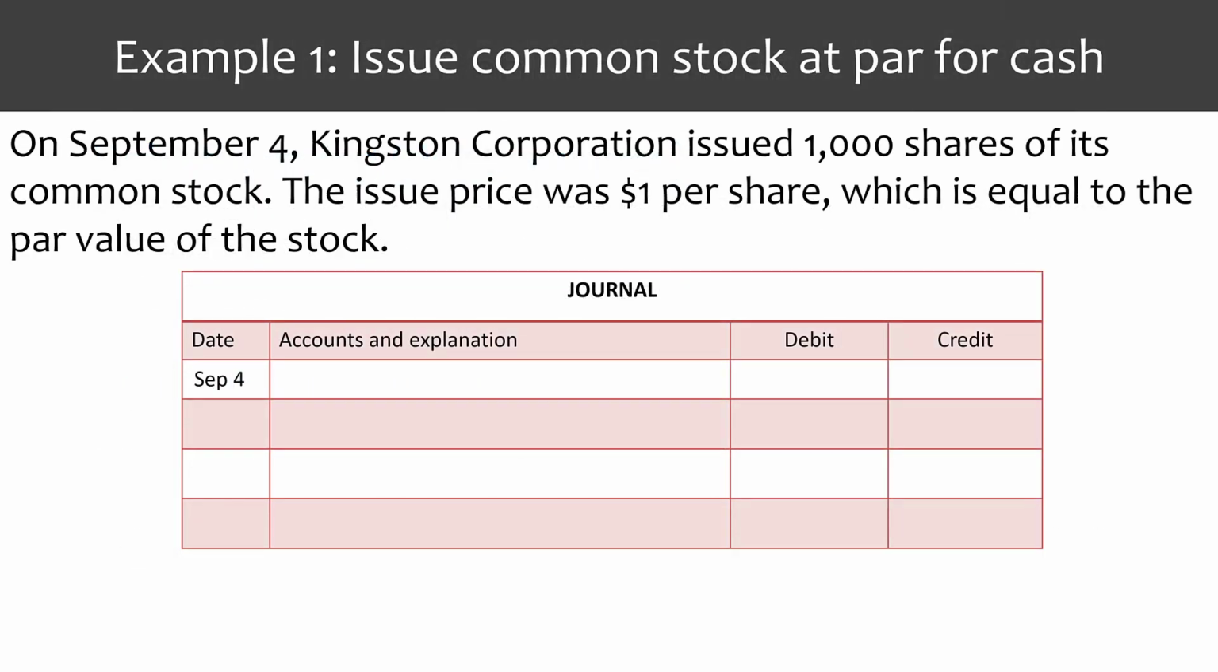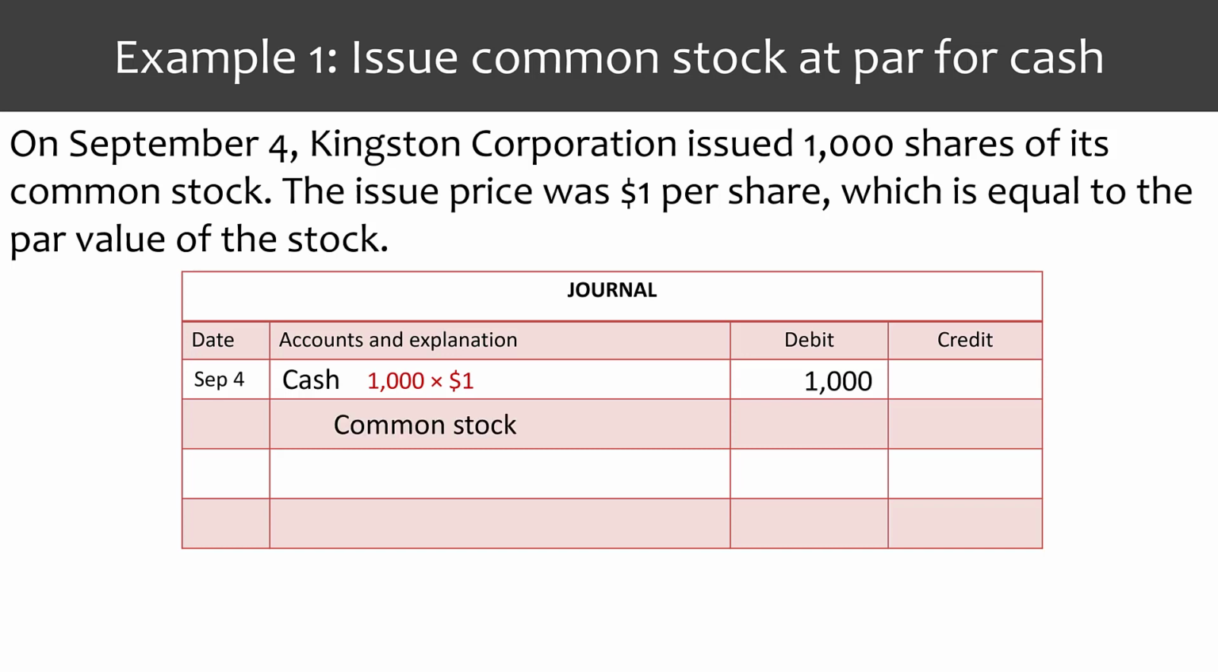What happens when we issue common stock at par for cash? So in our example here, September 4th, Kingston Corporation issued 1,000 shares of its common stock. The issue price was $1 per share, which is equal to the par value of the stock. This is probably the easiest situation we have, probably not the most frequent we see. And what we're going to do here is debit cash because cash is increasing, and the amount will be the 1,000 shares times that $1 per share par value or price, and that's $1,000.